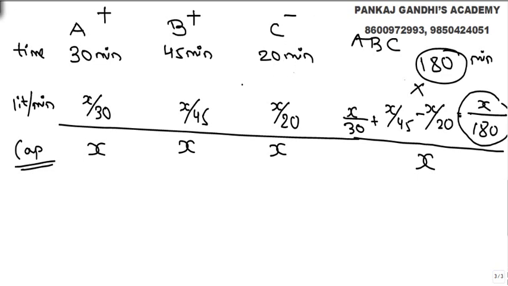I repeat, A alone fills the whole tank in 30 minutes, B alone in 45 minutes, C alone can empty the full tank in 20 minutes. In 30 minutes, X liters, so per minute X by 30. 45 minutes X liters, per minute X by 45. In 20 minutes X liters emptying, it can empty X by 20 per minute. All the three are open together, A will fill per minute, B will fill per minute, C will empty per minute. They fill, so added; this will empty, so subtracted. All the three together in 1 minute fill X by 180. So in how many minutes will they fill X liters? Speed per minute into how much time this much capacity will be filled? 180 minutes.